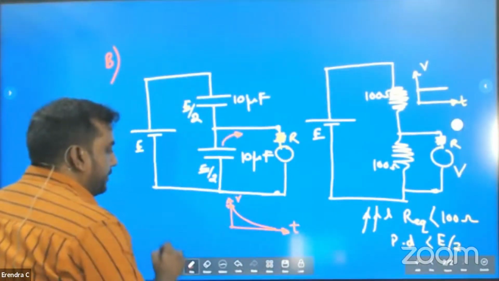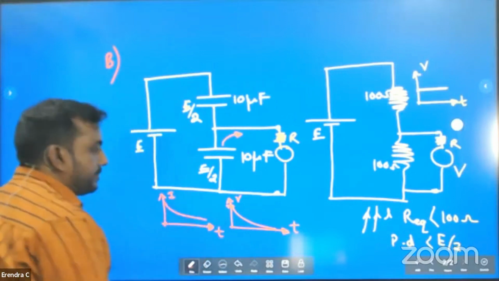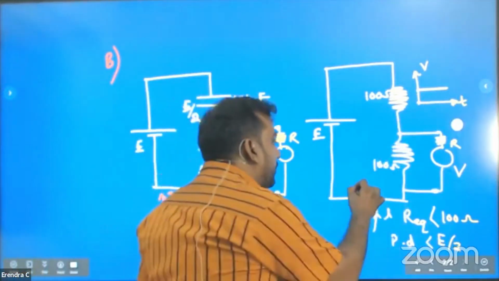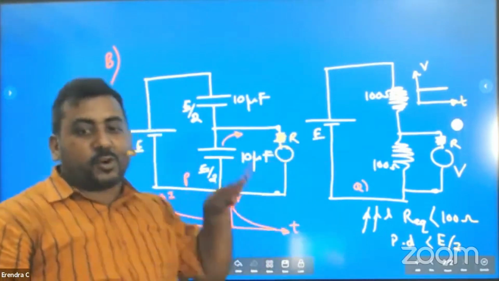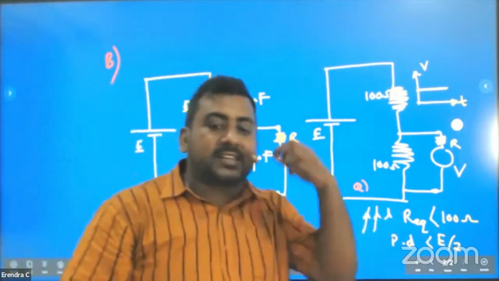There'll be a drop. What about the current discharge? Current discharge also will be the same. So a steady constant value is there only in Q, not in P. This is what you should draw. So if I go back, statement B is also correct.